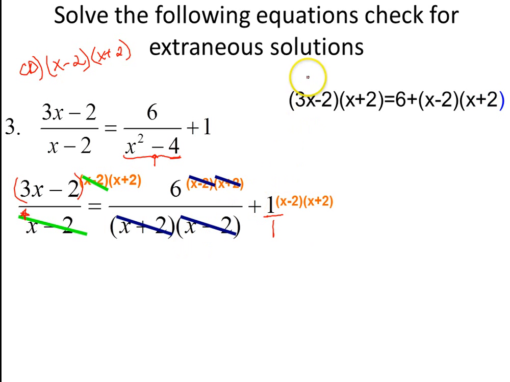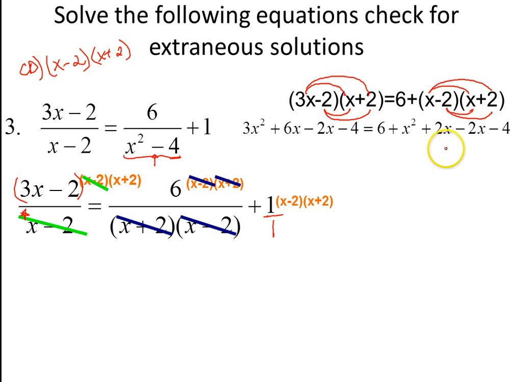Okay, so let's start with our front. 3x times x is 3x squared. 3x times 2 is 6x. Negative 2 times x is negative 2x. Negative 2 times 2 is negative 4. Equals, you got 6, and then we got FOIL again. X times x is x squared. X times 2, 2x. Negative 2 times x, negative 2x. Negative 2 times 2 is negative 4.